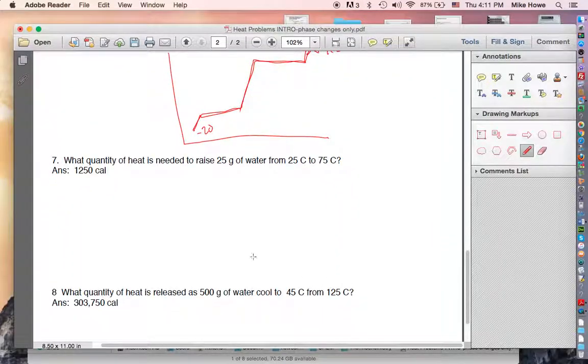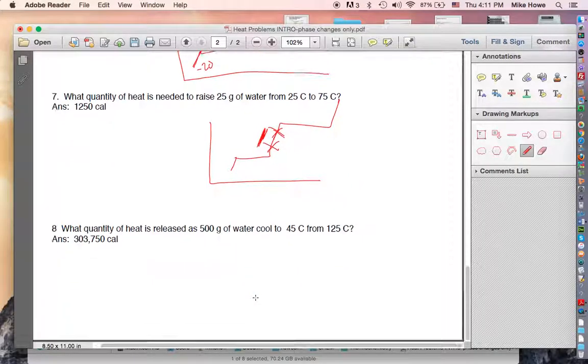But on this one, you're going from 25 to 75, so look at the graph. Like that. 25's here, 75's here, so how many steps is that? Just 1 step. Quantity of heat released is 500 grams of water cool to 45 from 125. So you look at your graph again. Up, over, up, over, up. 125 is up here. 45 is over here. So you're going to go down to 100, across, and then down to 45.